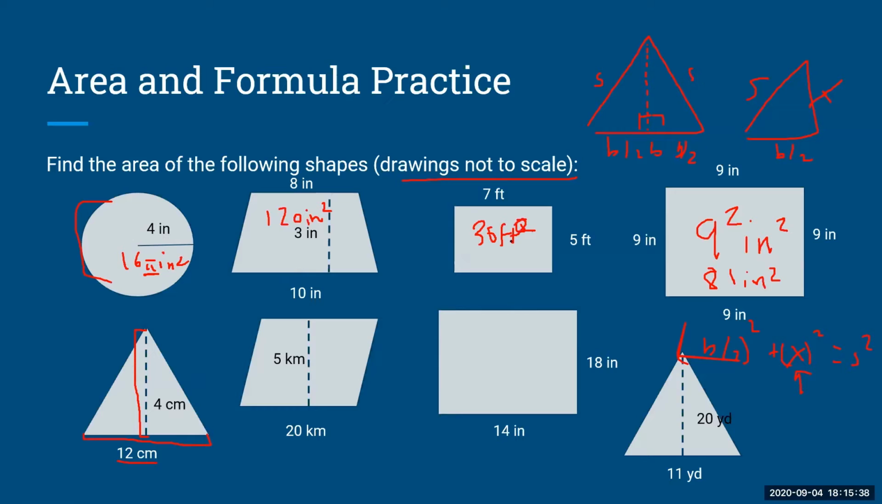Hold on, give me 1 second. Okay, 35 feet squared. This is 18 times 14, which if I do real quick, is 252 squared. This is 100 kilometers squared. This is 110 yards squared. And this is 24 centimeters squared.